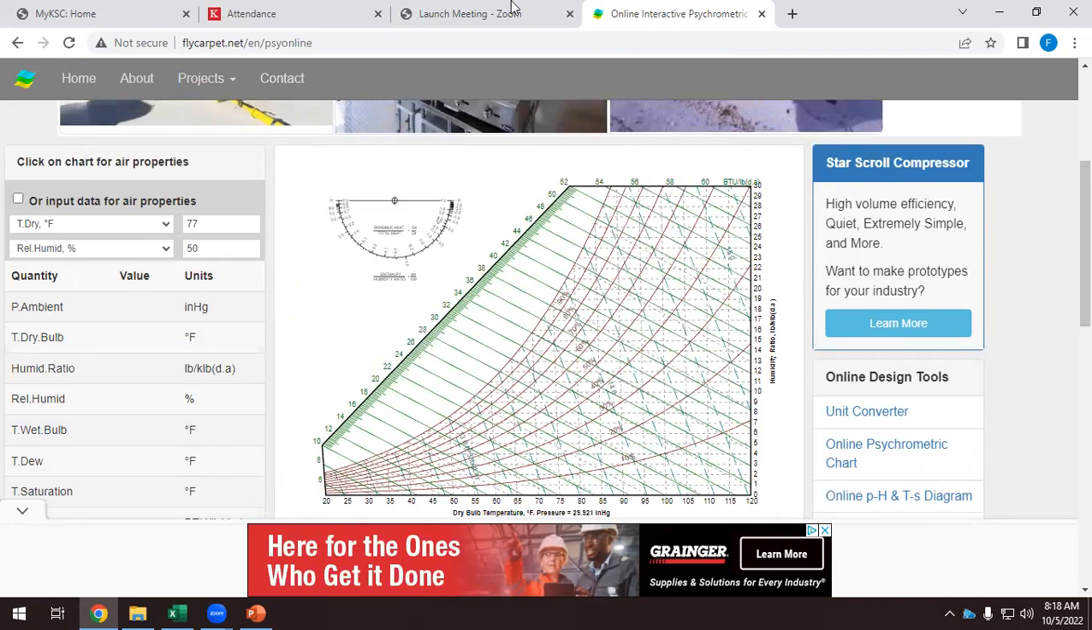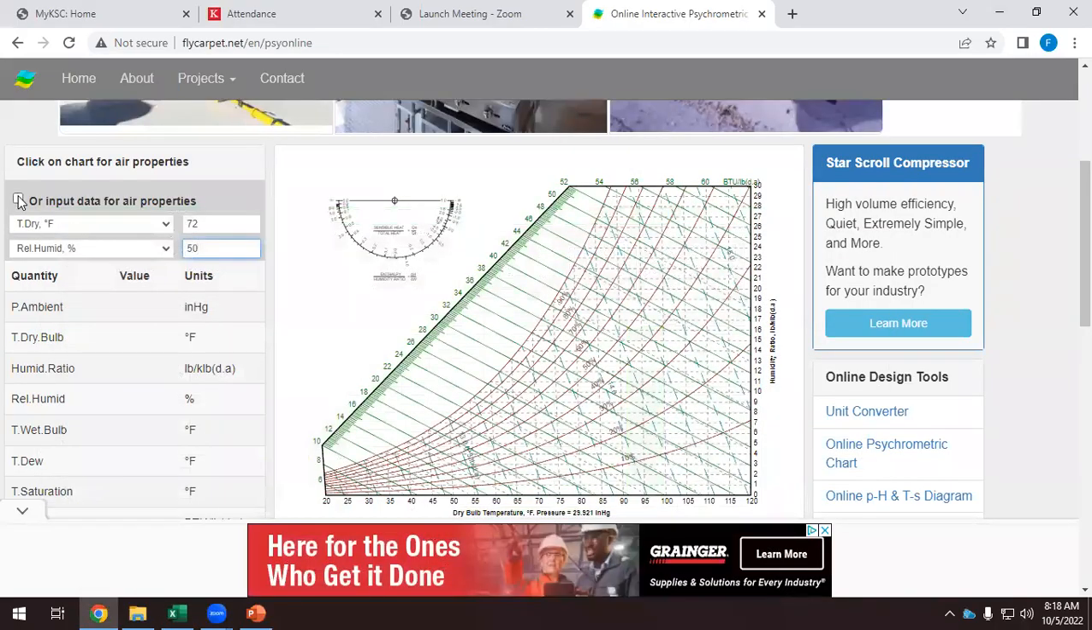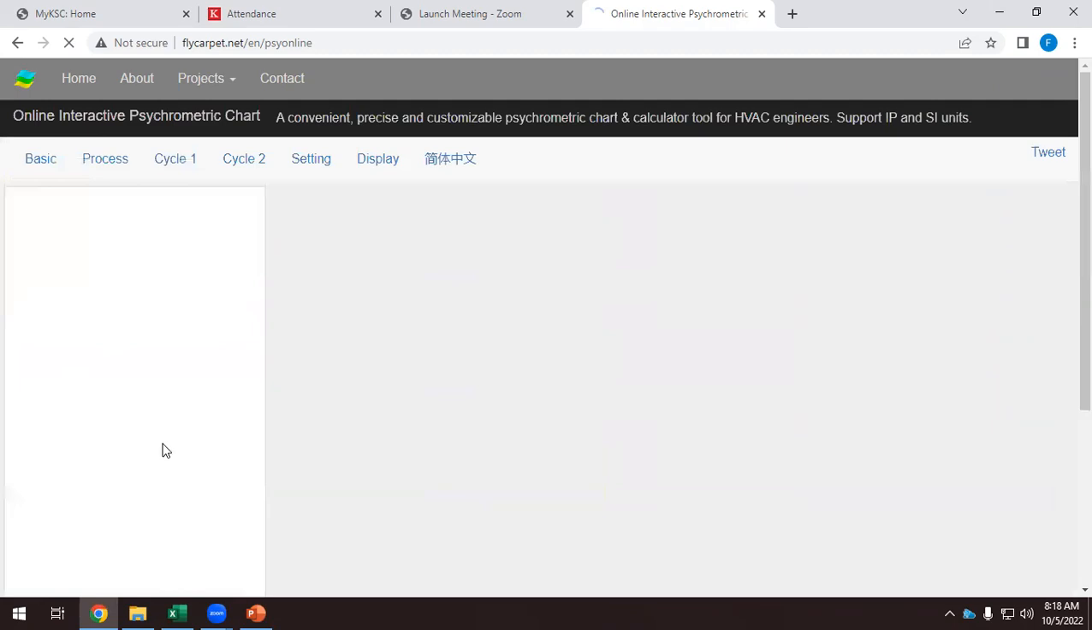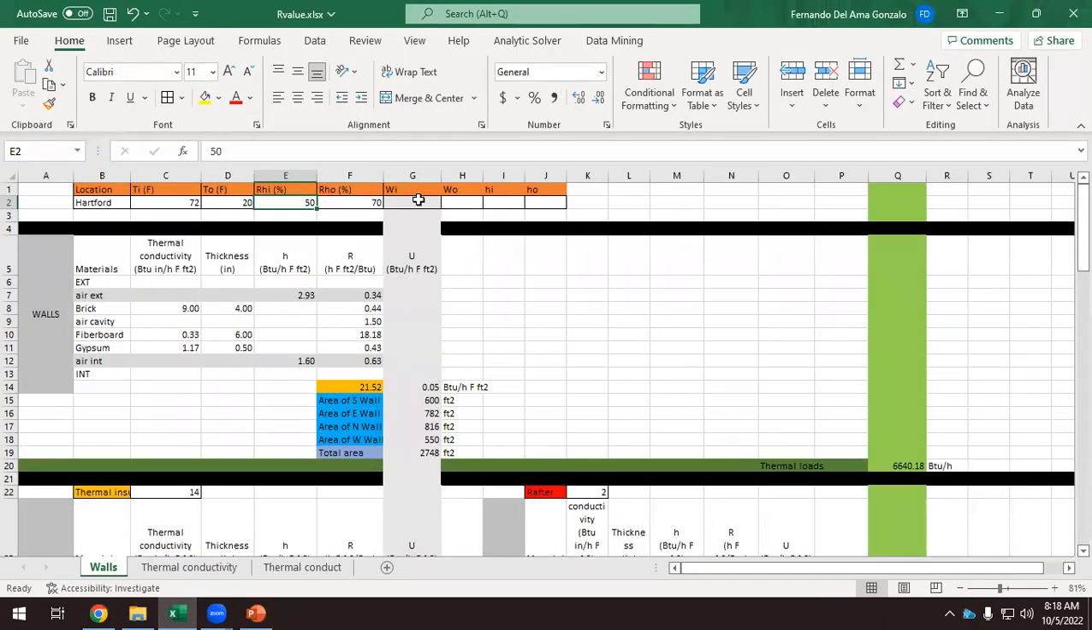First, we have to calculate indoor conditions. The dry bulb temperature indoors is 72. The relative humidity is 50. Here you have to click this input data for air properties. By typing the dry bulb temperature and relative humidity here, then we click submit. And here we should have the wet bulb temperature, which is 60 Fahrenheit. So what we can do now is type here that the indoor wet bulb temperature is 60.